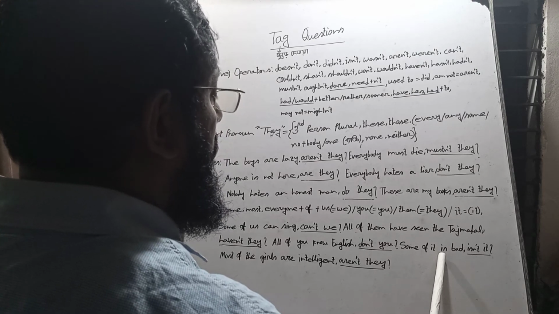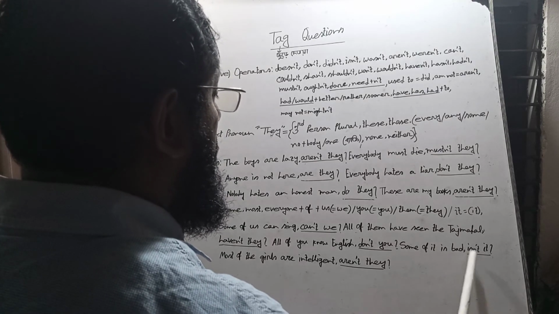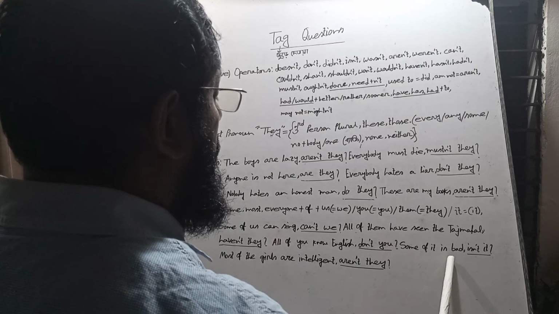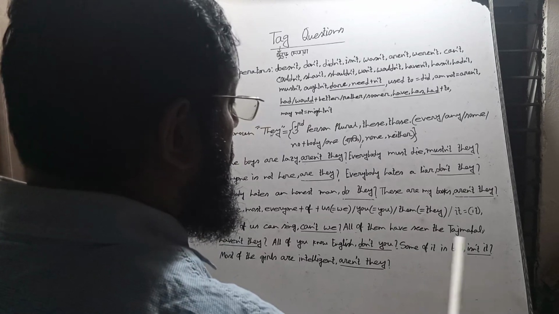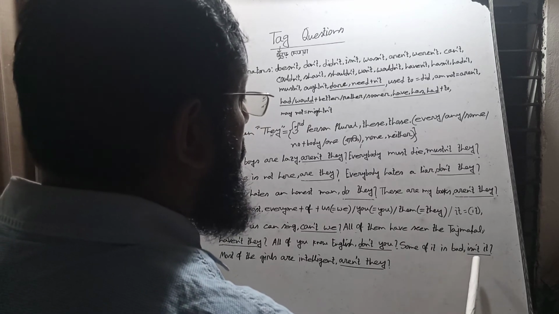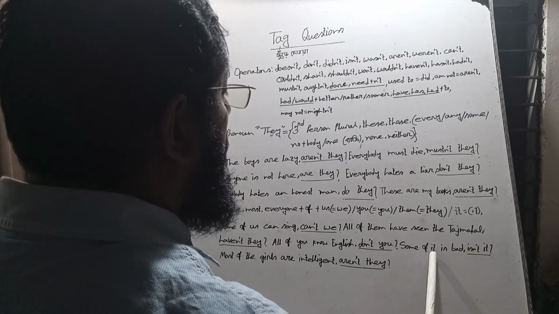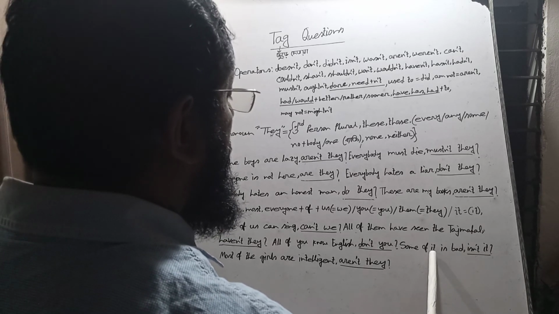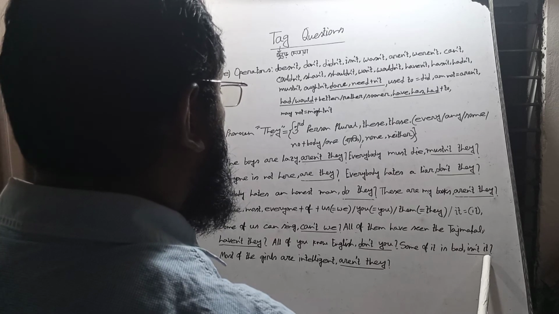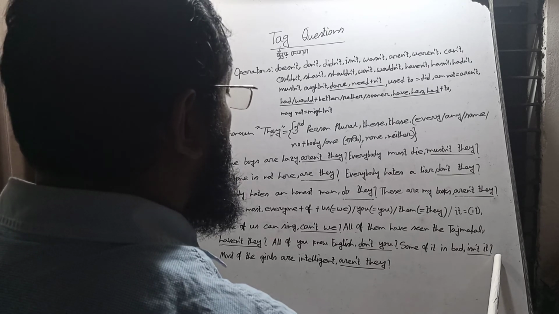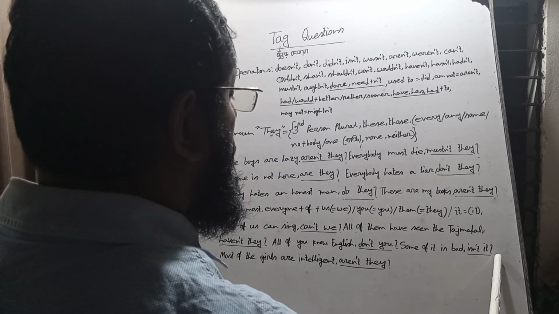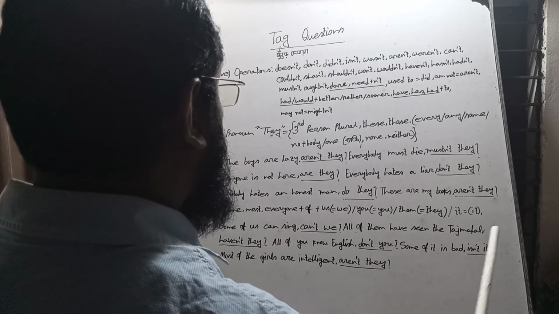Some of it is. Is is the main verb here. We bring is. The sentence is affirmative, so the tag question will be negative. So we bring not as a contracted form, and the subjective form and objective form of it is it. We bring it. At last we use an interrogation mark. Isn't it?